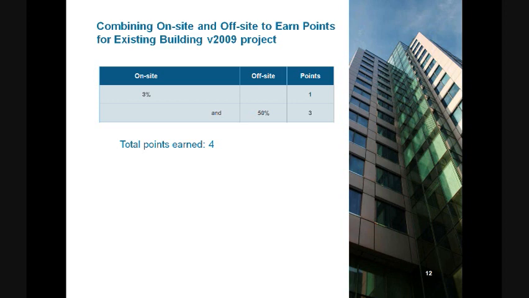So EAC4. Let's run through a quick exercise. Say you installed a system and you were offsetting 3% of your use. In EAC4, even if it's on-site, we're offsetting use, not cost. Your installed system covers 3% of your use, and you purchase RECs to cover 50% of the building's usage. You would get a total of 4 points. If you can look at that sheet that was on the tables, you can maybe follow along and see where that comes from.